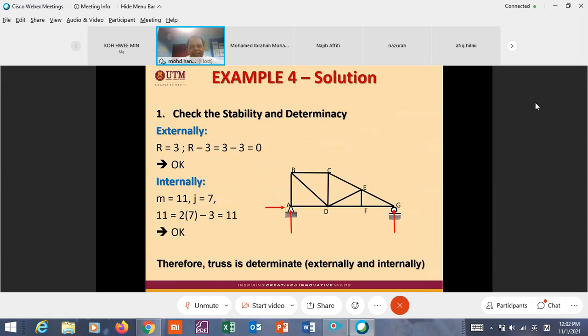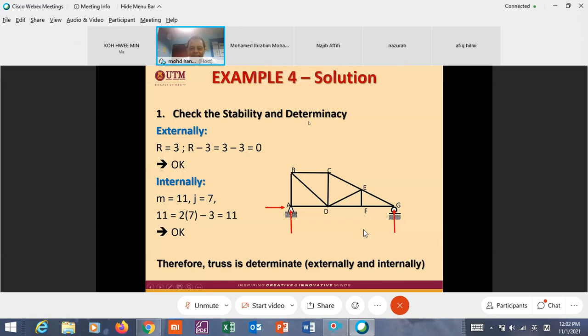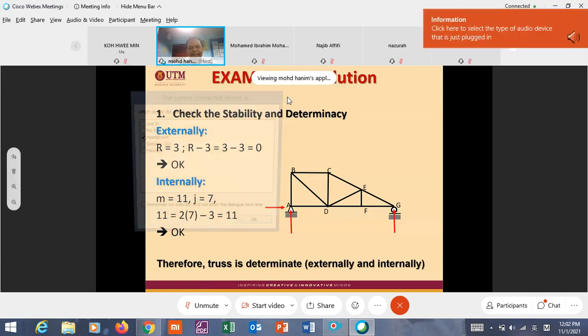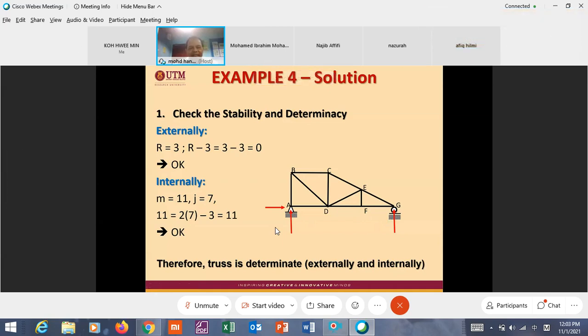To check the stability, it is easy. As long as there are three reactions, not less than three, then it is stable. And if it is more than three, then it is indeterminate externally, not internally. So in this case, how many? 1, 2, 3. So it is externally determinate, and also it is stable.